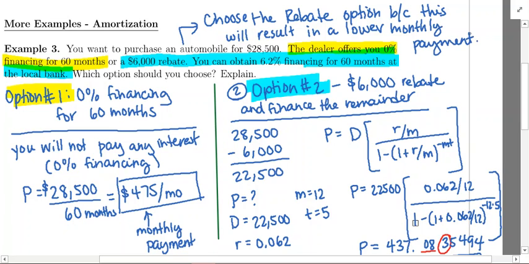And that is how you do this problem. Hopefully you can see the usefulness of the amortization formula. If you go out and buy a car in the future, you can plug everything into this formula and you'll know your car payment before they even tell you. So very useful. Let's look at example 4 now.